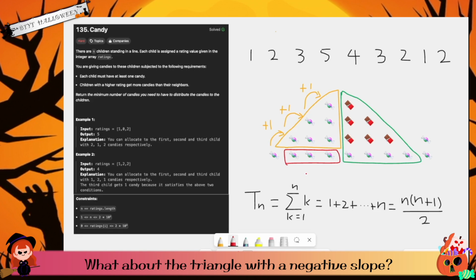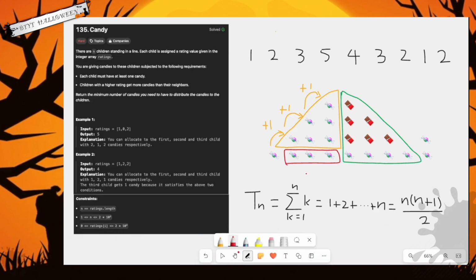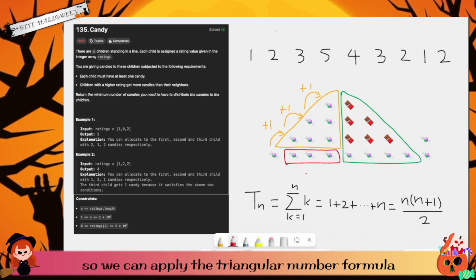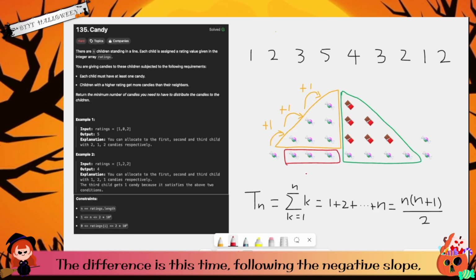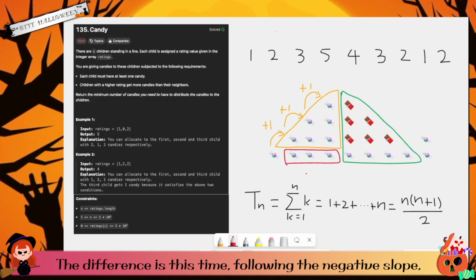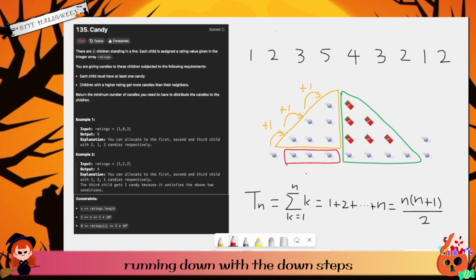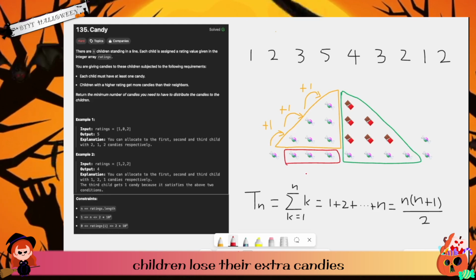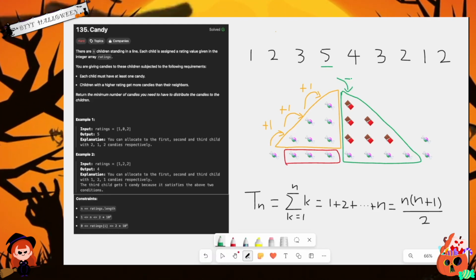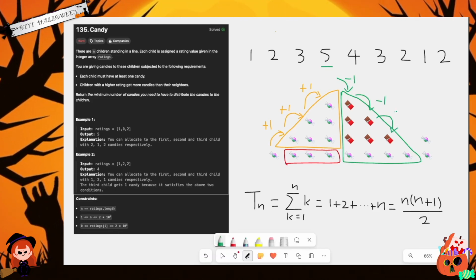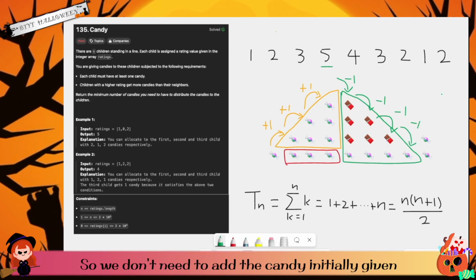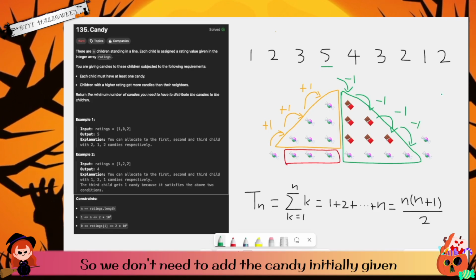What about the triangle with a negative slope? It is also a right triangle, so we can apply the triangular number formula. The difference is that this time, following the negative slope, running down with the down steps, children lose their extra candies. So we don't need to add the candy initially given.